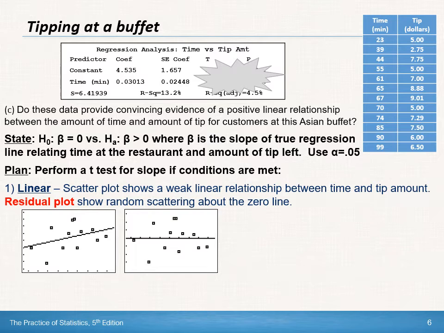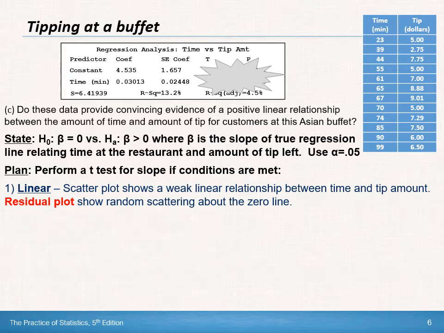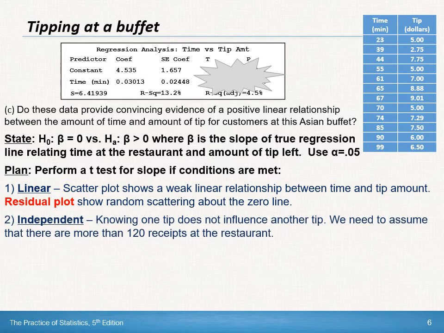All right, next thing we want to talk about is whether or not these are independent. Remember the acronym here is LINER. So the next thing we want to talk about is independence. So are these things independent? Knowing one tip is not going to affect what the next tip will be. Knowing one tip isn't going to influence what another tip would be. So probably safe to assume independence there.